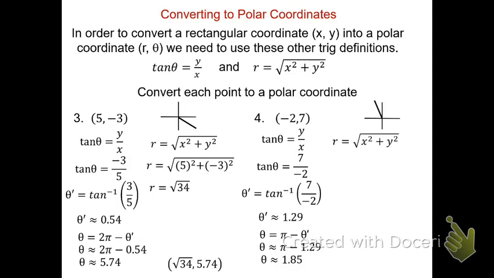R equals the square root of x squared plus y squared, which in this case is the square root of negative 2 squared plus 7 squared, which is going to be root 53. So the coordinate in r theta is going to be root 53, comma, 1.85.